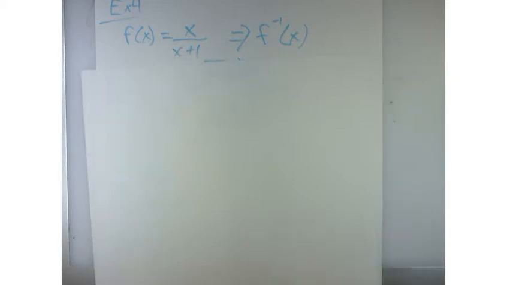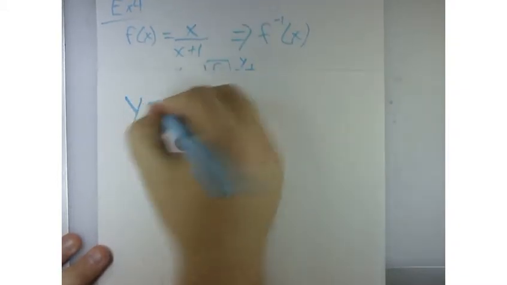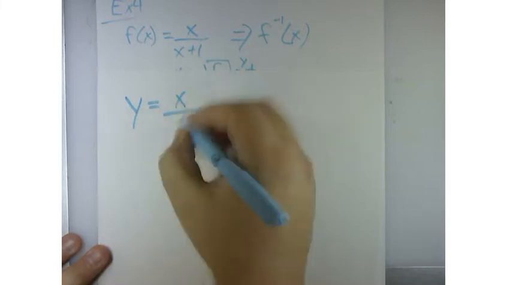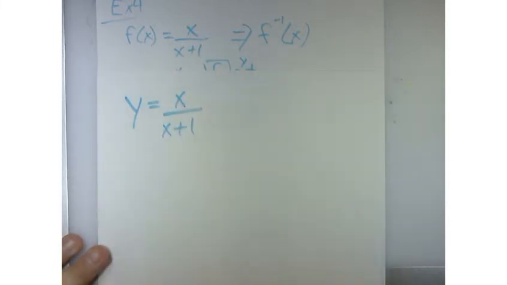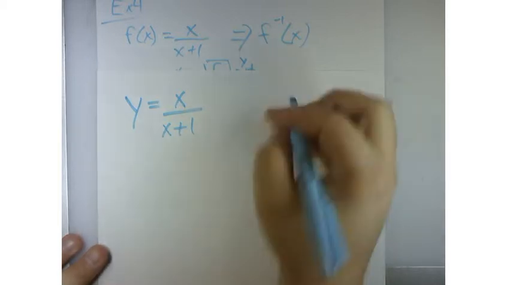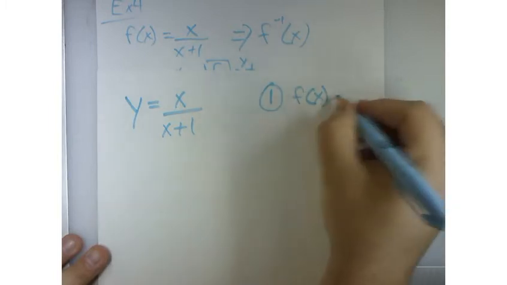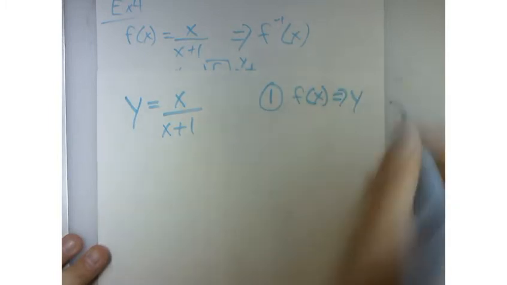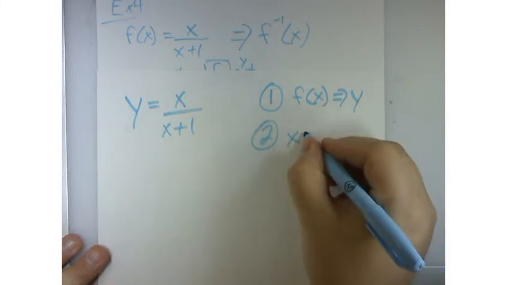So to solve the inverse of f of x, step one would be to write down the function in Cartesian notation, where y equals x over x plus 1. So step one would be to take f of x and replace it with y. Step two is we flip-flop the x and y.